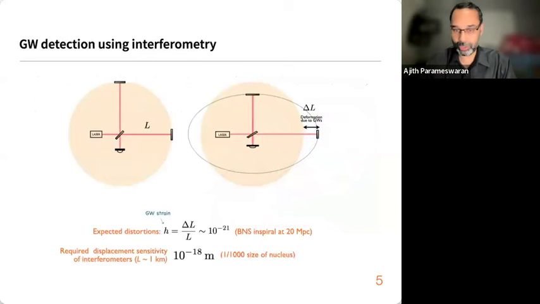deformations is using an interferometer. So here is a simple Michelson interferometer. You have a laser source here, which is split into two orthogonal directions using a beam splitter. And half of this gets reflected like this, and half gets transmitted. And you have two end mirrors that reflect the light back.